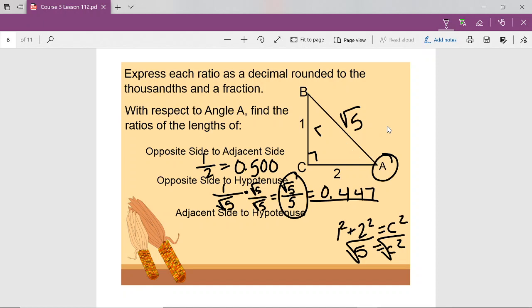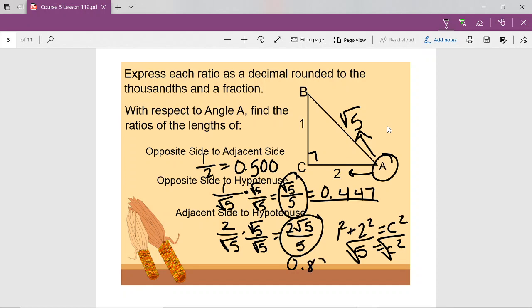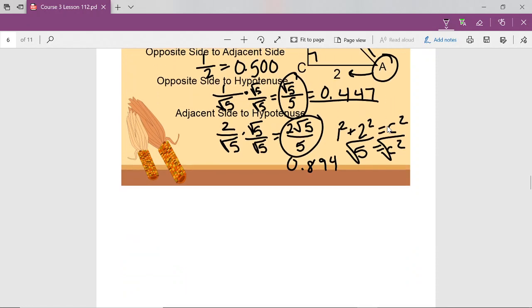Okay, last one here, still caring about that angle A, adjacent side to the hypotenuse. So adjacent side, so next to it, and then the hypotenuse of root 5. So 2 over the square root of 5. Once again, I still don't like that square root in the denominator, so I rationalize it by multiplying by root 5 over root 5. I get 2 root 5. Remember, I can't put that 2 inside of the square root and multiply. Gotta say separate. And then I get 5 on the denominator. Okay, so here's my fraction and my decimal. Plug that into a calculator. You get 0.894.